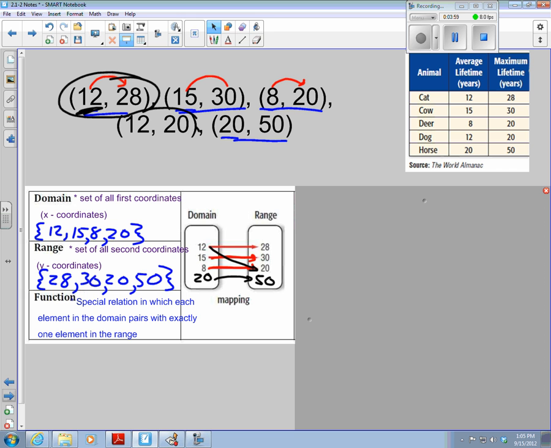A lot of people get confused with the range. Could I have 2 20s in the range? Yes, and it would still be a function. But because there's 2 12s in the domain, not a function.